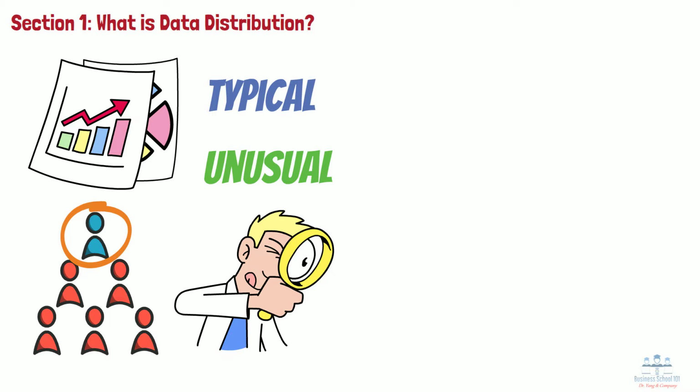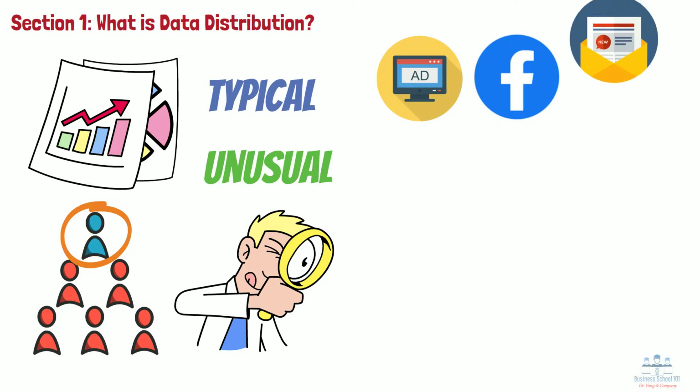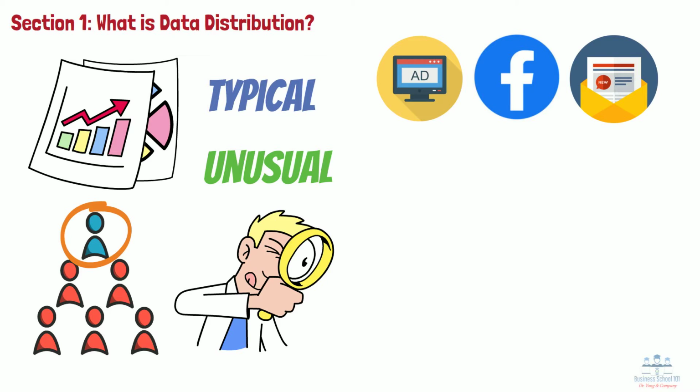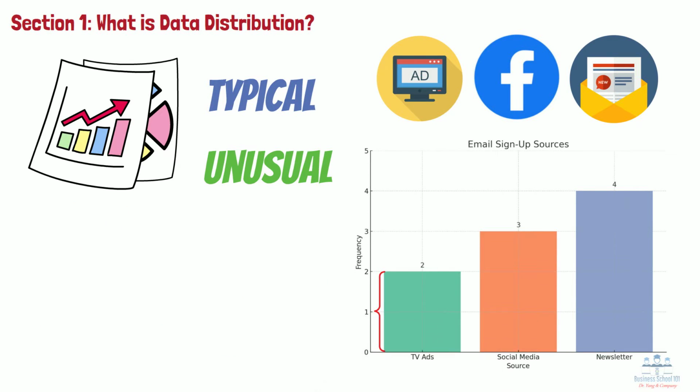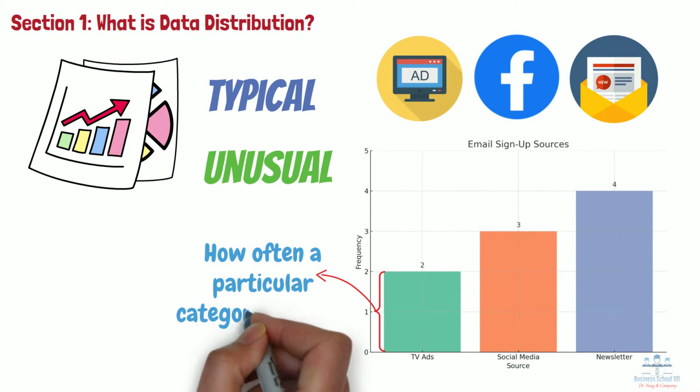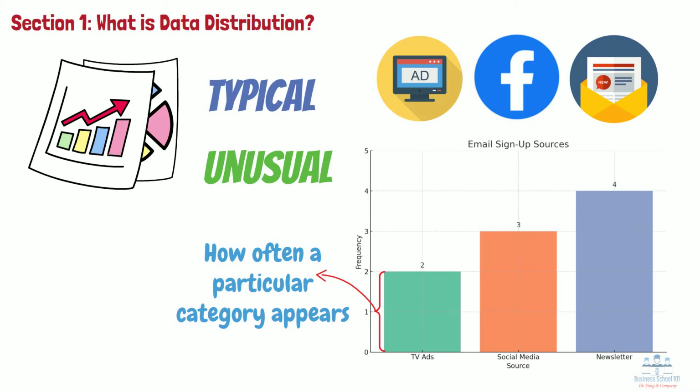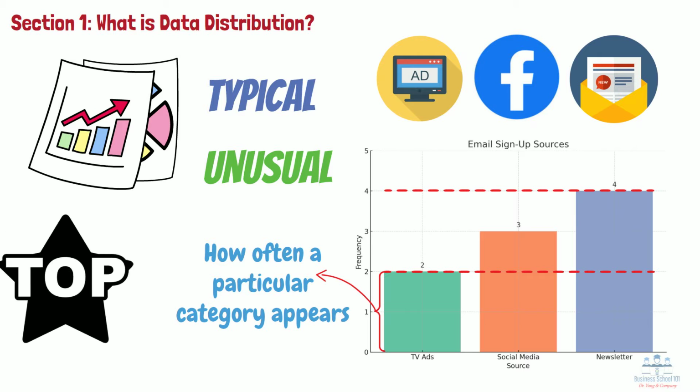Imagine you're analyzing a company's email sign-up sources: TV ads, social media, newsletters. You can visualize this using a bar chart, where the height of each bar represents how often a particular category appears. If newsletter sign-ups appear 4 times and TV only twice, the newsletter bar will be twice as tall. Sorting these bars from highest to lowest frequency makes it easy to identify top-performing channels.